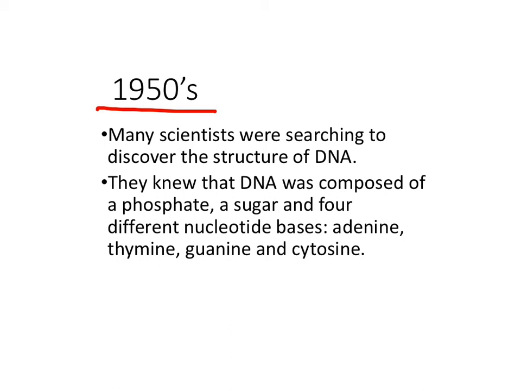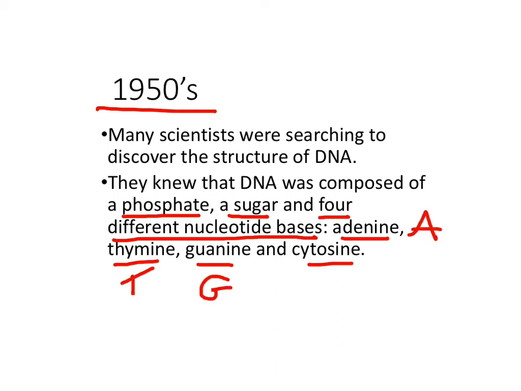They knew some things. They knew DNA was composed of something called a phosphate. They knew that it had a sugar in there, and you know what the structure of a sugar is. It's a ring. And then it had 4 different nucleotide bases. It had these nucleotides that made it up. They were adenine, thymine, guanine, and cytosine. And we usually abbreviate them A, T, G, and C.